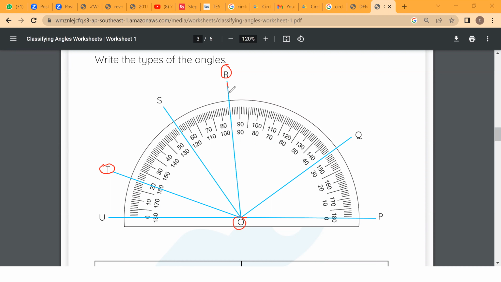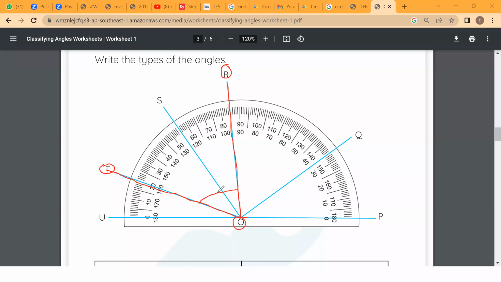ROT. This is R. This is O. And this is T. Is it acute? What do you think it is? What is the measurement of this angle? Someone tell me, how much does this angle measure in degrees? No, I want the measurement of the angle first.